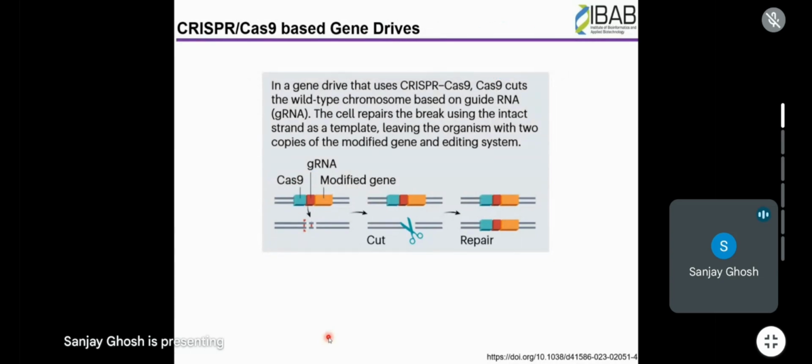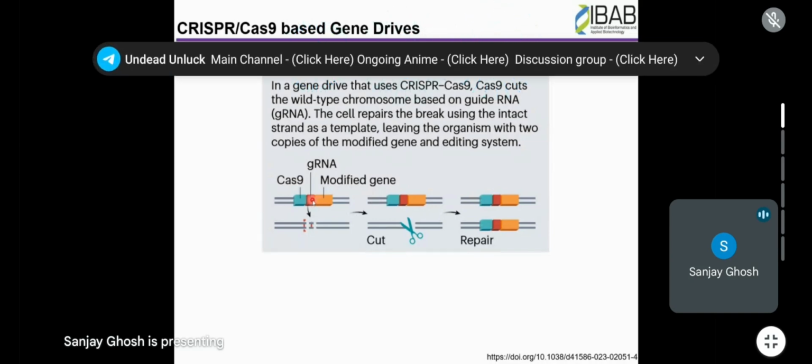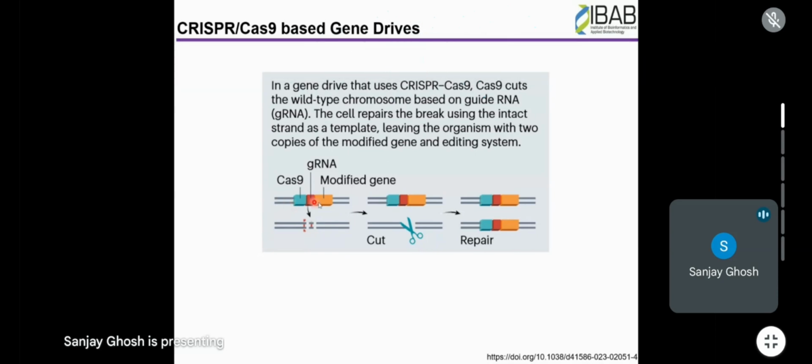So what happens in this gene drive is that you have to put a Cas9 guide RNA containing cassette within the genome in such a way that the guide RNA will target the loci right next to it. Because we are diploid, one of the chromosomes has this Cas9 guide RNA cassette, the other chromosome doesn't. But since you have put a guide RNA and a Cas9 together, it will go and cut.